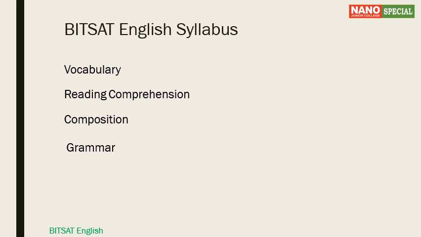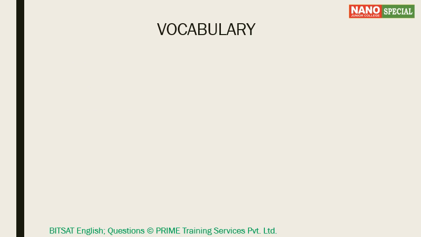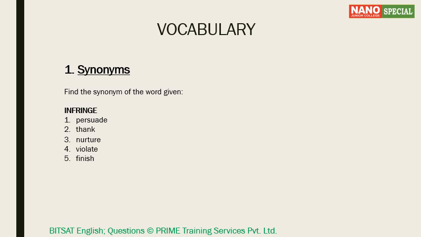We will now examine the various question patterns in the vocabulary section. The first one is synonyms. Synonyms means words of the same meaning. So let's look at one question. Find the synonym of the word given here. The word given here is infringe, and then you've got 5 options. You have to identify the word which is closest in meaning to infringe.